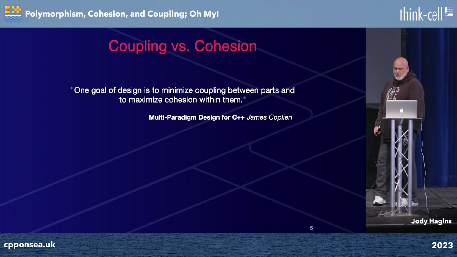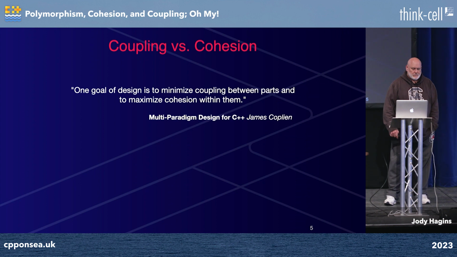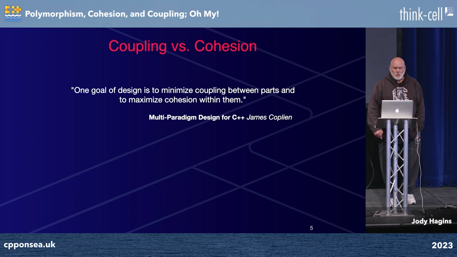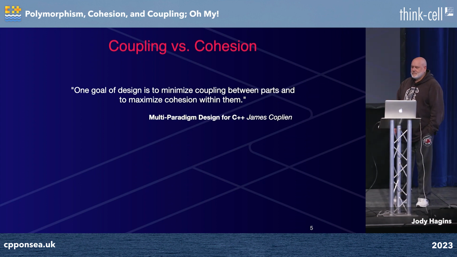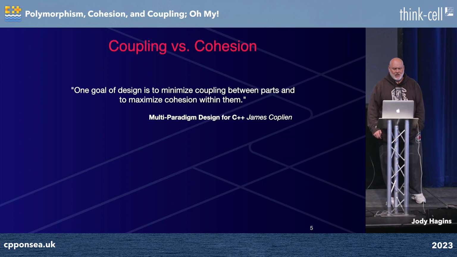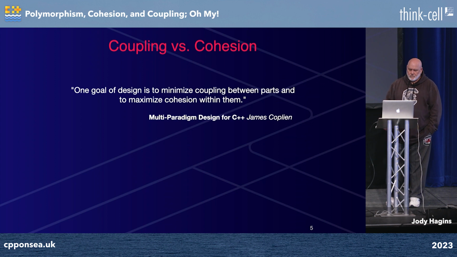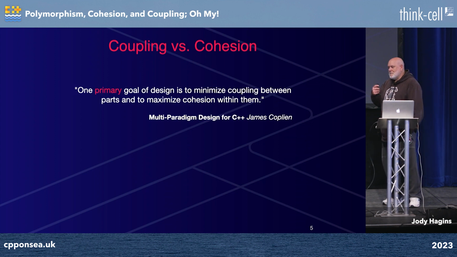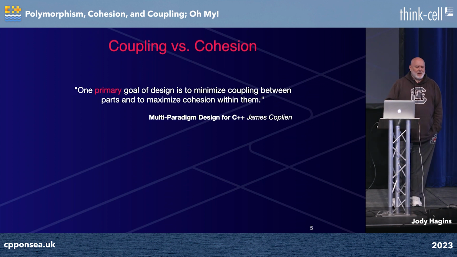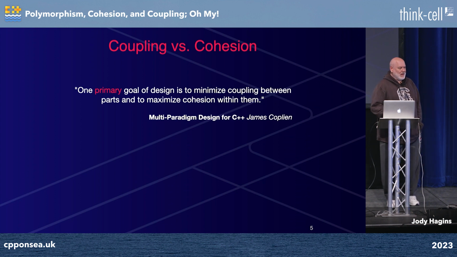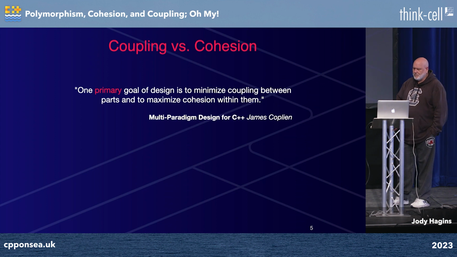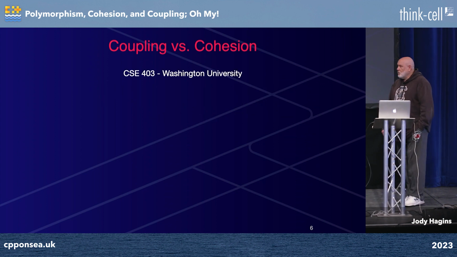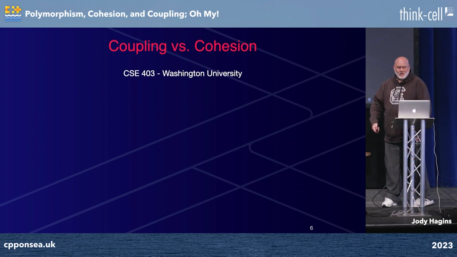He says a couple of very important things here with my little addition. One goal of design is to minimize coupling between parts and to maximize cohesion within them. My modification is that one primary goal of design is to minimize coupling between parts and to maximize cohesion between them. So what is this coupling and cohesion?